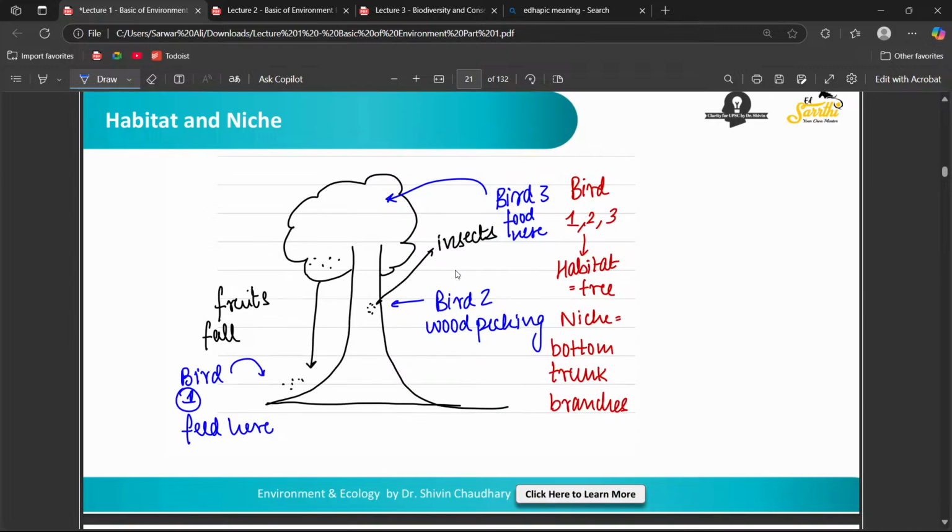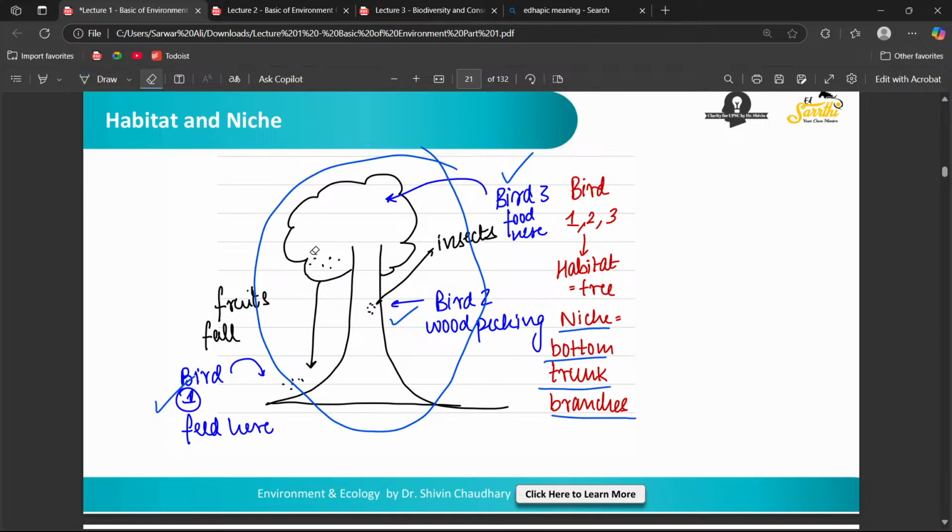So habitat and niche example. Let's say there are few insects on a tree. There are birds, there are fruit on the tree. Fruit falls, birds will feed here. Bird 2 is woodpecking, there is also insects here. And bird 3, food is here. So what is the habitat? The habitat is tree. Right, the habitat is the tree. But what is the niche? For one it is bottom, for other is trunk, and other it is branch. Alright, so where is it getting everything that is important to it to reproduce and survive?